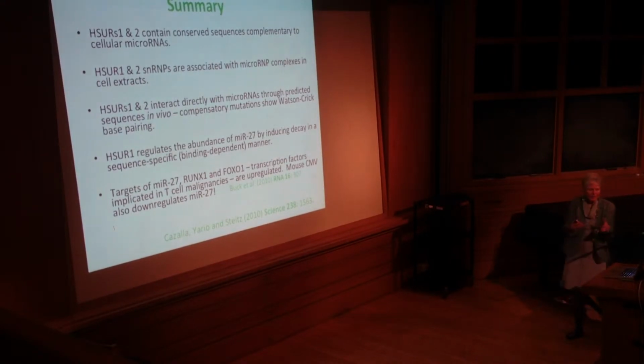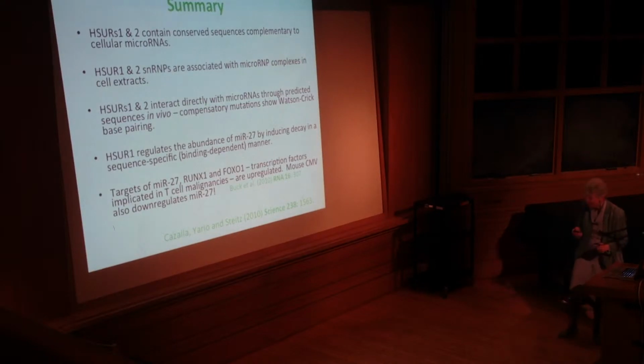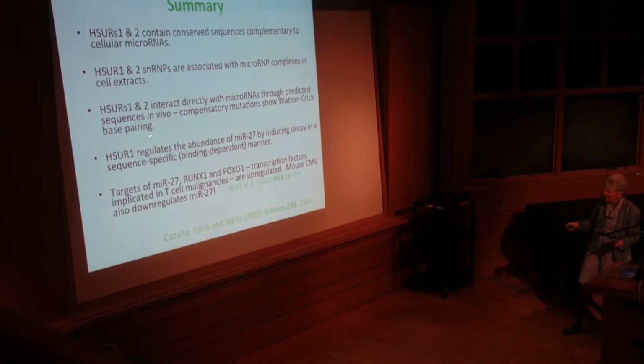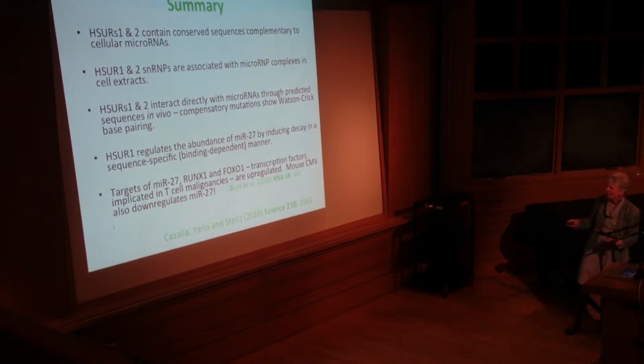He did very elegant experiments where he changed the nucleotides in the base paired regions and showed that if you changed them, you didn't get interaction, but then you could make compensatory changes in the other strand and restore interactions, which is very good genetic evidence that there really is Watson-Crick base pairing. It turns out you can change the sequence of that particular region, get it to bind another microRNA, and then that microRNA is targeted for degradation.